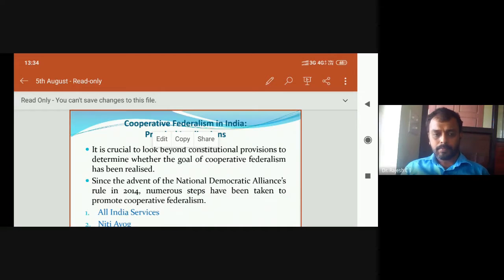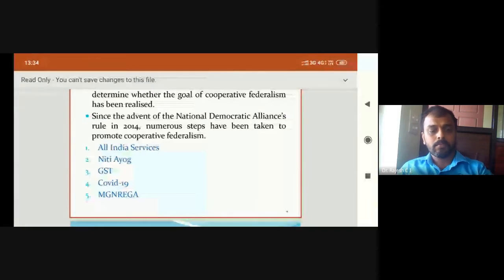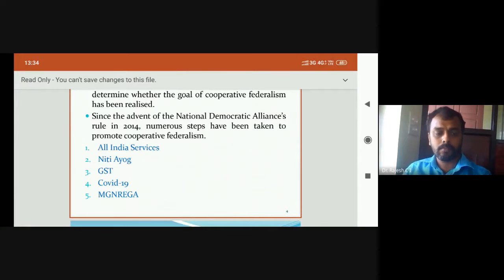Basically, we see that with the advent of the National Democratic Alliance's rule in 2014, numerous steps have been taken to promote cooperative federalism. A few examples: the All India Services, which provide another uniting factor in cooperative federalism. The provision is enshrined in Article 312 of the Indian Constitution. An Inter-State Council under Article 263 of the Constitution has been established to discuss and investigate subjects of common interest between the center and the states.